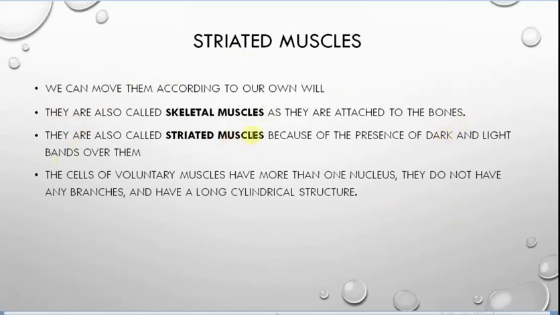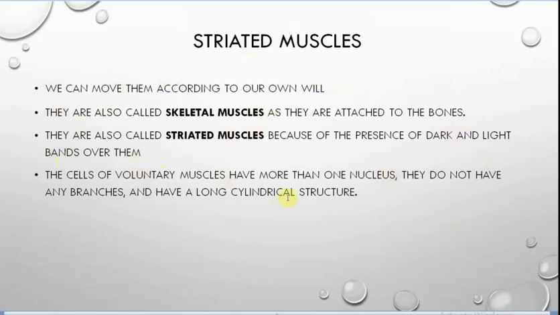They are also called striated muscles because of the presence of dark and light bands over them. When you go through your book, you will find the figure of a striated muscle, and in that figure you will find the dark and light bands. Next, the cells of voluntary muscles have more than one nucleus. They do not have any branches and they have a long cylindrical structure.